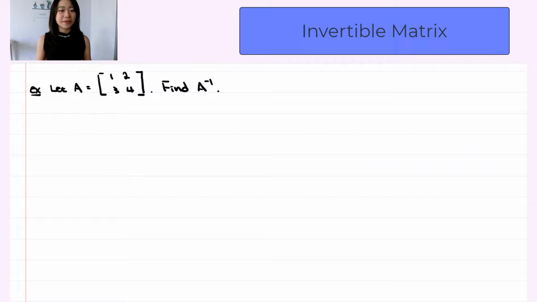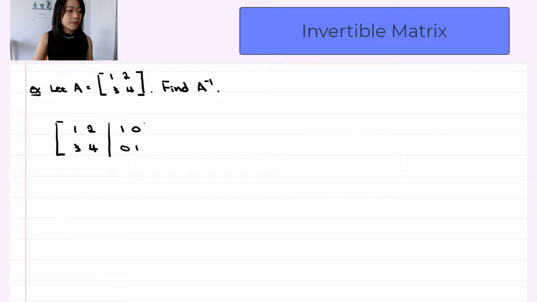Let's look at this example. Here we have a 2 by 2 matrix, and we want to find the inverse of A. So using what we just learned, I put the matrix that I want to find the inverse of on the left, 1, 2, 3, 4. With the vertical bar, then I put an identity matrix, 1, 0, 0, 1. And the next step is to try to bring the matrix A to the identity.